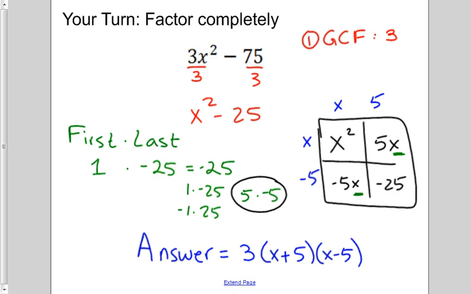Make sure you also keep in mind that the order here doesn't matter. If you switched these two, your answer might be in a different order than mine. That's okay. As long as one factor is x minus 5, the other is x plus 5, and you include your GCF.